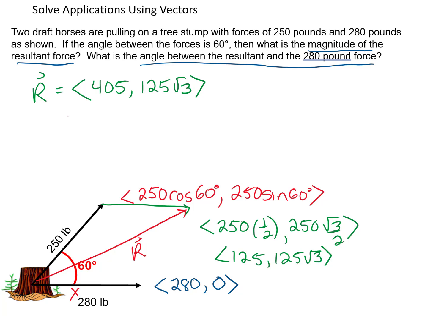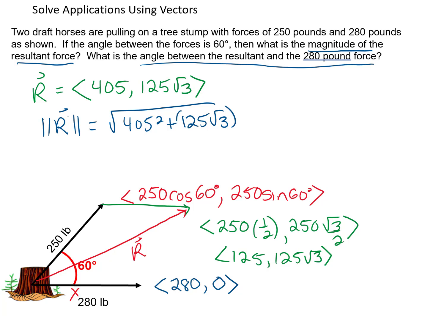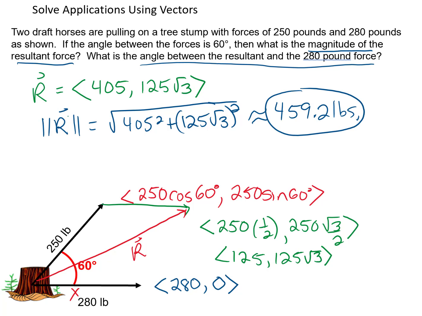We first wanted to know the magnitude. So the magnitude of this vector is going to be the square root of 405 squared plus 125 square roots of 3 squared, square rooted. So let's go ahead and put that in the calculator, and it looks like we're going to round to 1 decimal place. We get 459.2 pounds.